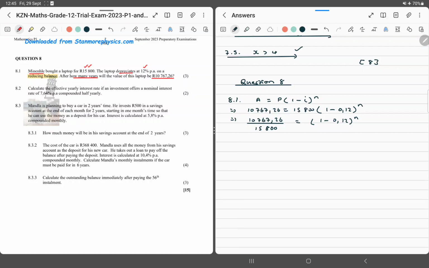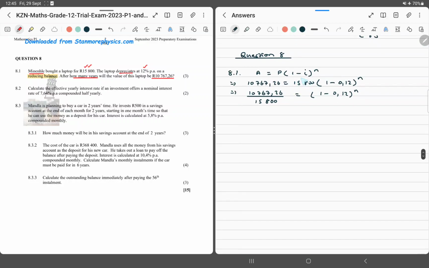Here we are applying algebra, so I'm not interested in showing you the steps. You should know what happened. You divide by 15,838 on both sides. But now this forces us to introduce logs, because we have what we're looking for on the exponent. So 10,767.26 over 15,838 is going to be equal to the log of 1 minus 0.12 to the exponent n.